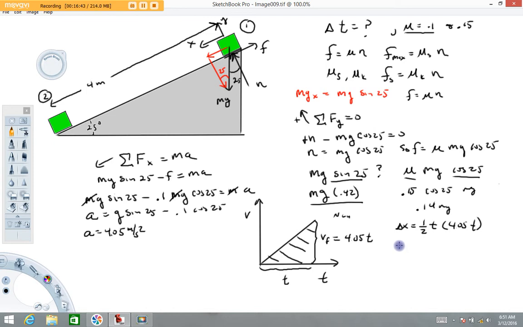So now I'm going to go ahead and put numbers in. I can observe from the problem that the delta x is 4 meters. So this is going to be 4 meters equals, let's see, 4.05, I'll just leave that, 4.05 over 2 t squared.